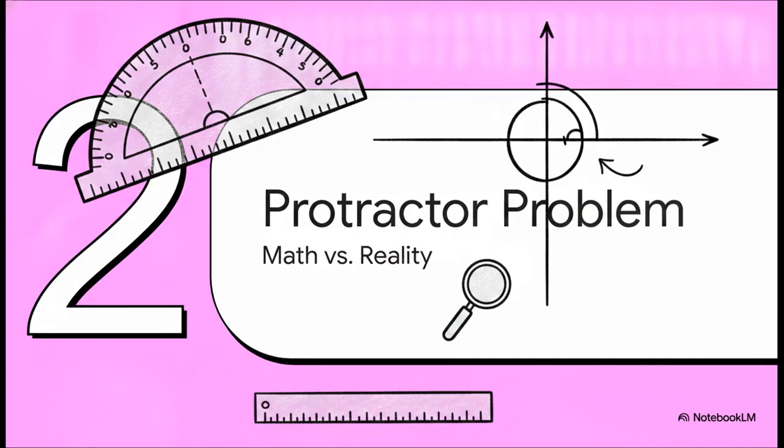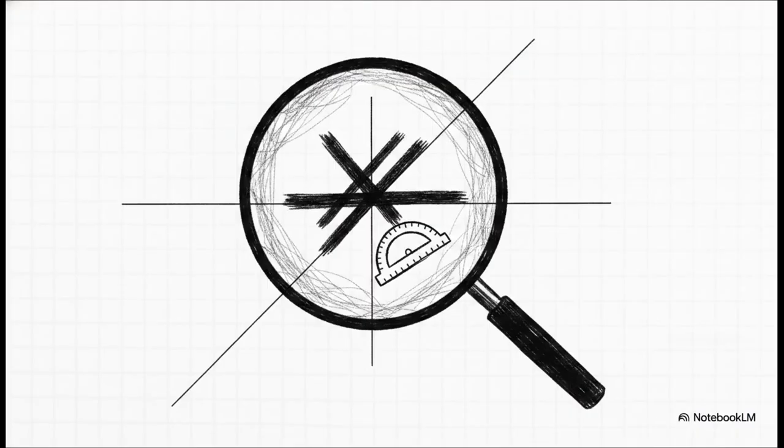The protractor problem. Math versus reality. Now, before we get too far, we've got to address a kind of fascinating glitch in the matrix. Why don't real-world pencil measurements always match our perfect math? Well, human error and pencil thickness get in the way.